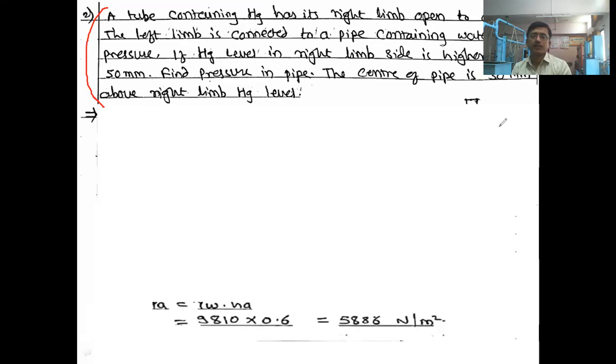The center of the pipe is 30 mm above the right limb mercury level.